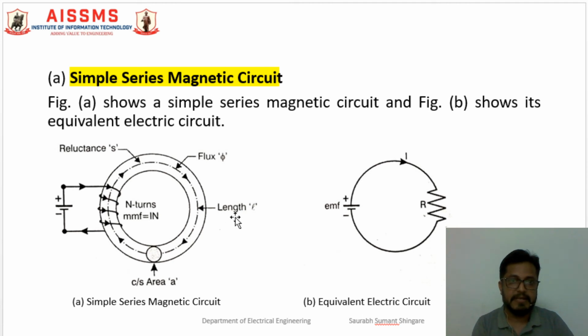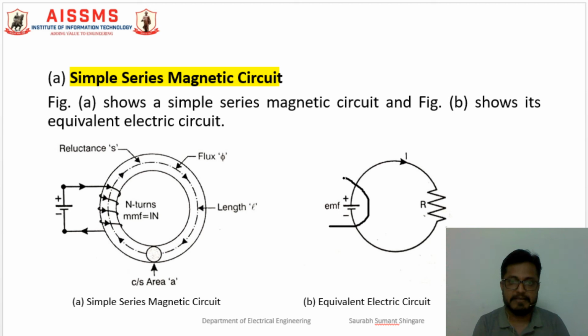Let L be the mean length of the core. Let A be the cross-sectional area of the core and let S be the reluctance of the magnetic path. Then what is the equivalent circuit for this simple series magnetic circuit? Figure shows this equivalent electric circuit.